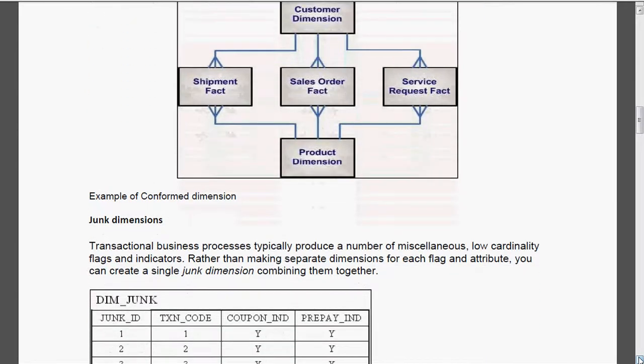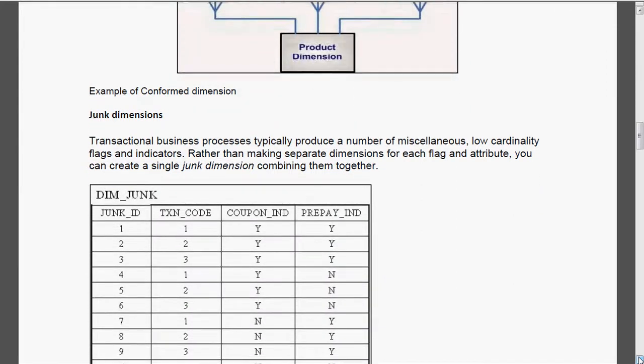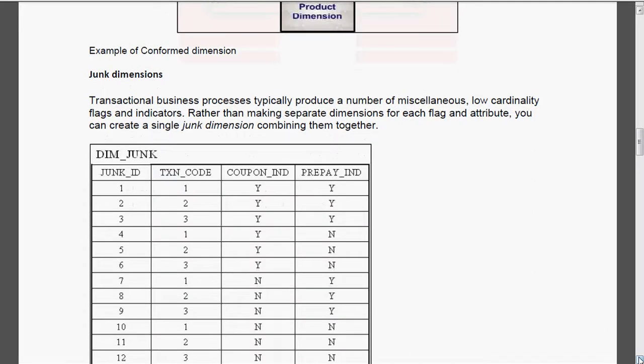Junk dimensions. What are junk dimensions? Normally low cardinality flags and indicators, if they occupy too much space, that means if there are too many flags, then it will create some issues. So in order to avoid the issues, we will keep all these flags in a separate table called a junk table. What are low cardinality flags? That means the repetition will be more. Examples: yes or no, true or false, and male or female, like that.